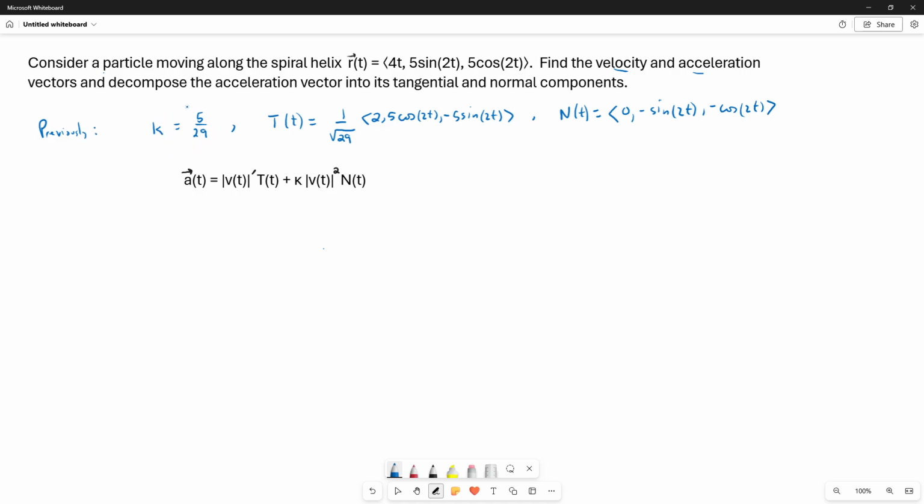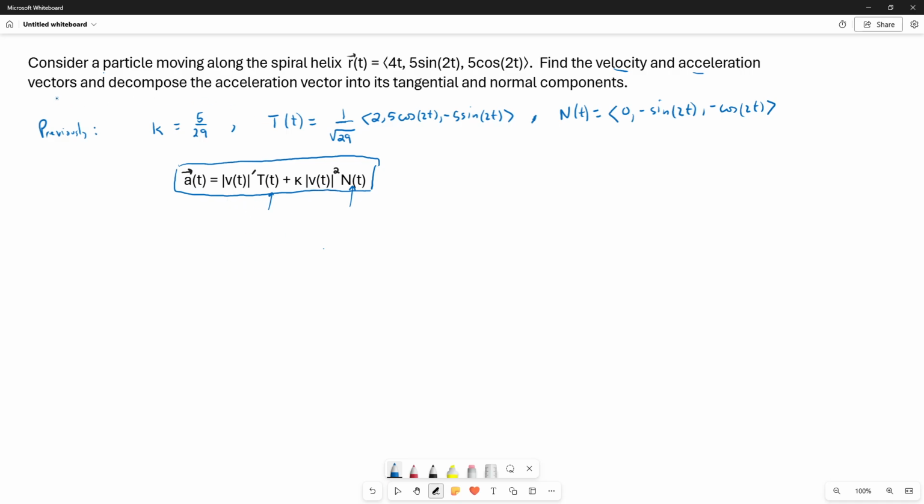It is 5/29. The formula for the unit tangent vector at any point is given here, 1 over root 29 times the vector 2, 5 cosine 2t, negative 5 sine 2t. And the unit normal vector is given by 0, negative sine 2t, negative cosine 2t. And this formula is the formula for the breakdown of the acceleration into its tangential and normal components.